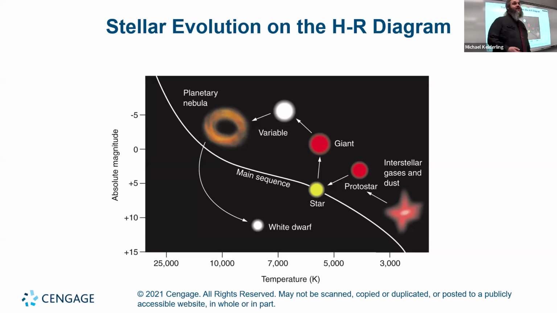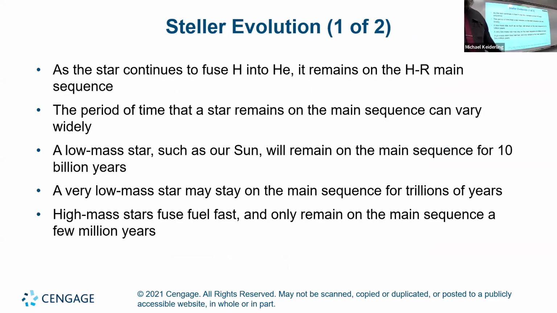A larger star will evolve a little bit differently. So as a star continues to fuse hydrogen into helium, it remains on the main sequence. And the period that it remains on the main sequence varies widely. And it again depends on the mass of the star. The main thing that determines what happens with a star is how massive it is. So a low mass star like our sun will stick on the main sequence for around 10 billion years. A very low mass star can stay on the main sequence for trillions of years.